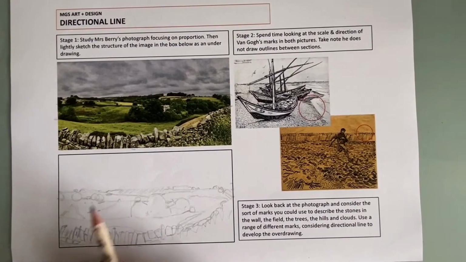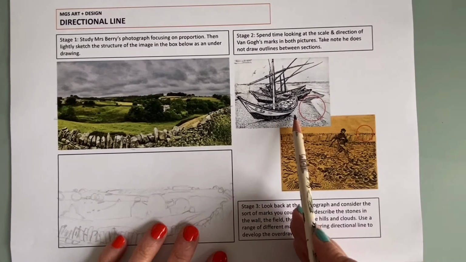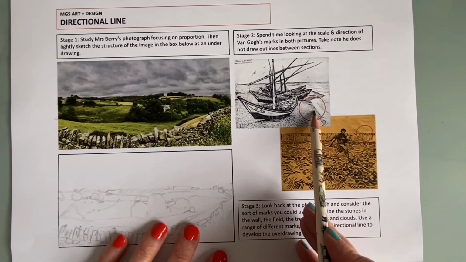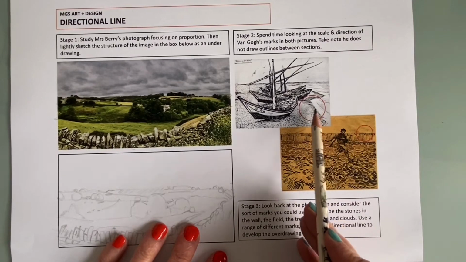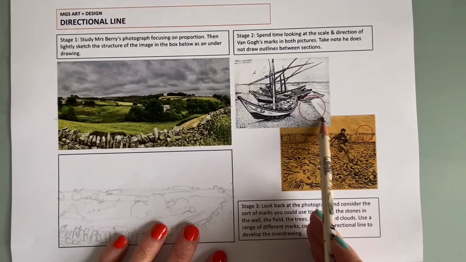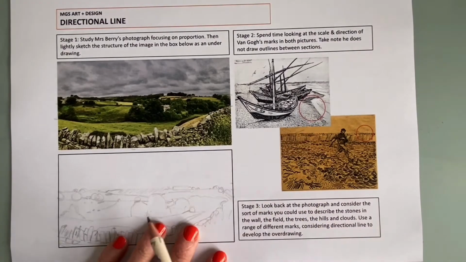So I've sketched in most of the shapes and structures here. Now we're going to look at the work of Van Gogh. Now we're going to spend some time looking at the mark making and the direction of the line. Look where the water, the tide comes in. Look at these lines where the water's been running away. Look how he's described the surface of the sand as little dots.